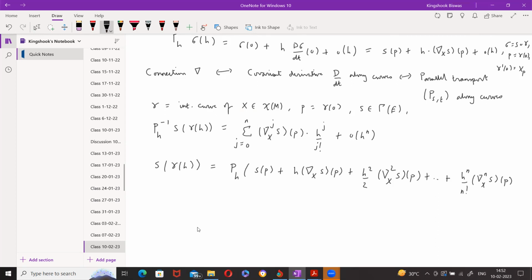Okay, so these are all vectors at P, and then I'm parallel transporting the sum of these vectors by PH. Okay, I'm parallel transporting them to gamma H. Okay, so I get this plus a little o of h power n. Is this clear? Okay, so this is the Taylor formula. All right. Is this okay? Yeah, it's okay. It's all right.